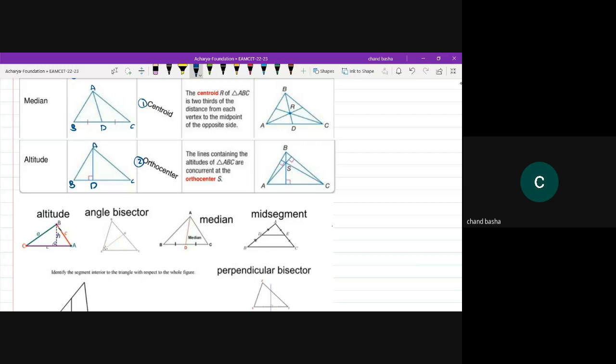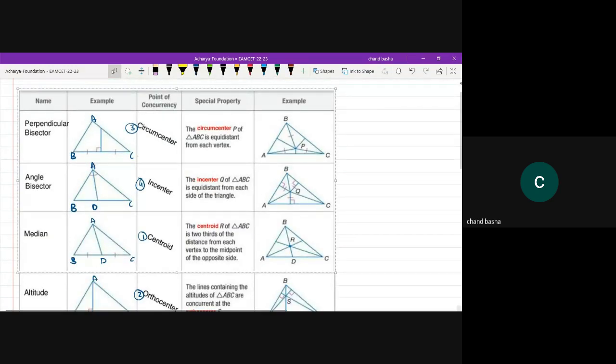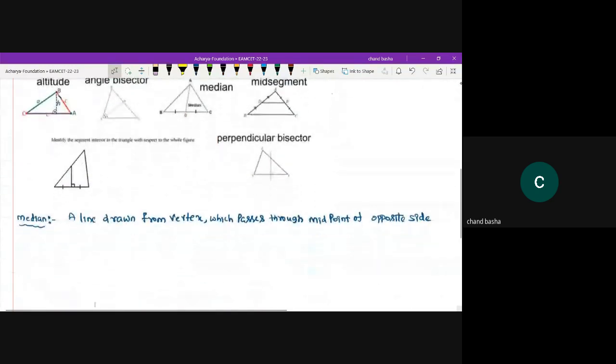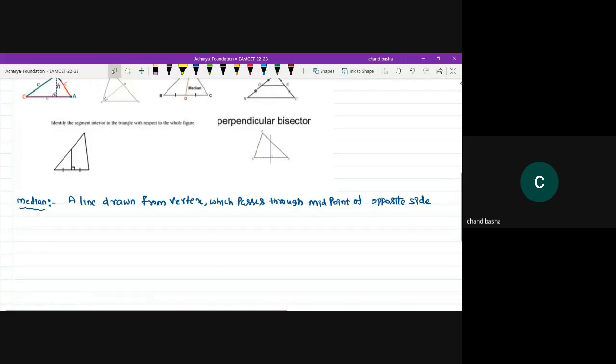Very good. And its point of concurrency, we can call it as a centroid. Correct? What is that? The point of concurrency of the medians. Concurrency of such medians. Concurrency means three or more lines pass through the same point. We can call it a point of concurrency, and the lines are called concurrent lines.